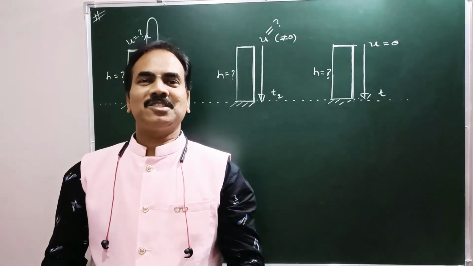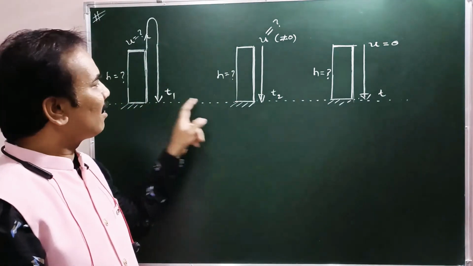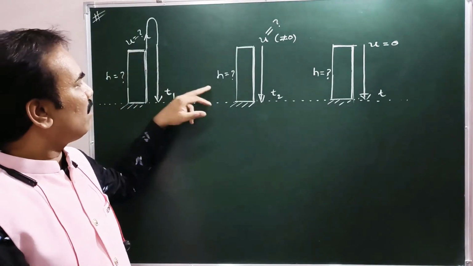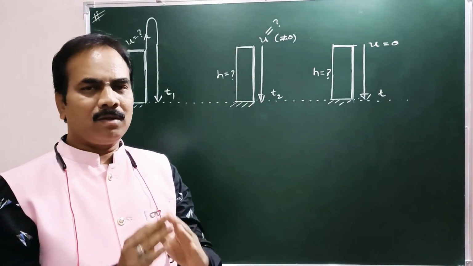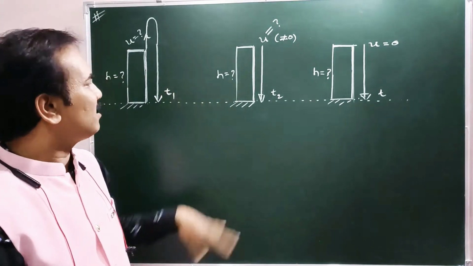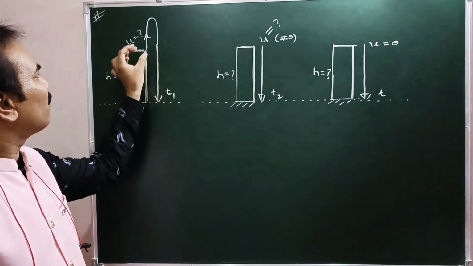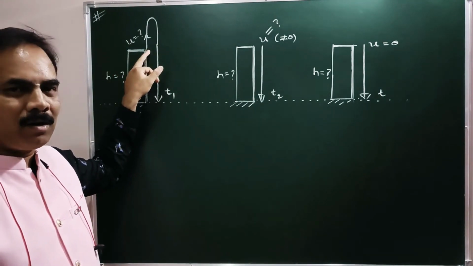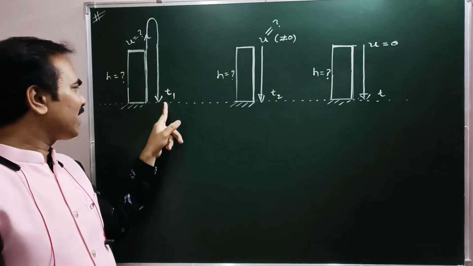Let's move on to the next situation in which you have one tower in all the three diagrams. It is a vertical tower of unknown height h. In all the three diagrams we have the same tower of unknown height h. In the first situation, one body is projected vertically upwards from the top of the tower with some unknown velocity. It takes T1 seconds to reach the ground.